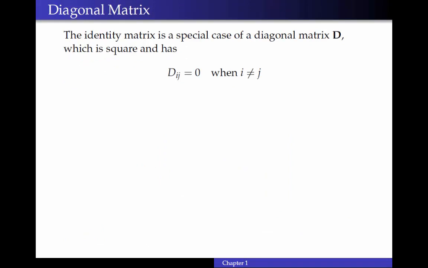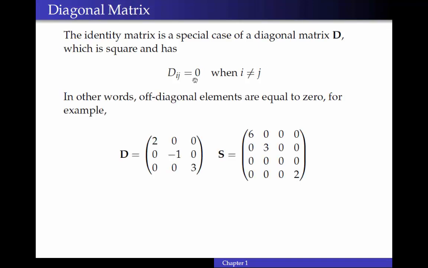The next special type of matrix we'll talk about is a diagonal matrix. And the identity matrix is a special case of a diagonal matrix, which is square and has d_ij equal to 0 when i is not equal to j. So that means when the row number is not equal to the column number, the element is 0. In other words, the off-diagonal elements, those elements that are not on the main diagonal, will always be equal to 0.